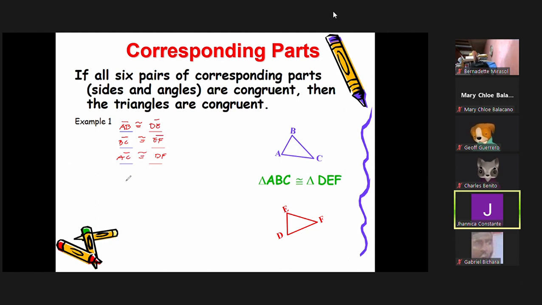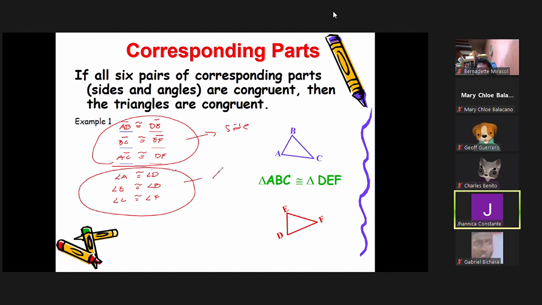But for angles, we have angle A is congruent to angle D. Angle E is congruent to angle B. Angle C is congruent to angle F. Okay, those are the 6 pairs of corresponding parts: 3 pairs of sides and 3 pairs of angles. That is one way that we can prove the two given triangles are congruent.